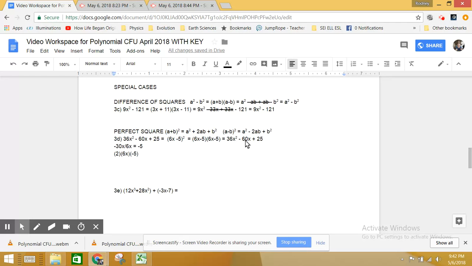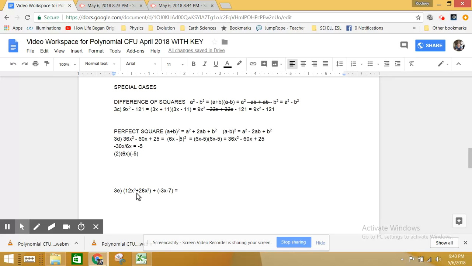36x squared minus 60x plus 25 is the same as 6x minus 5 and the square of that. So it's the square of the difference of 6x and 5. 6x minus 5 in parentheses squared equals this, and we have solved it. All right, I think I have time to do this one.